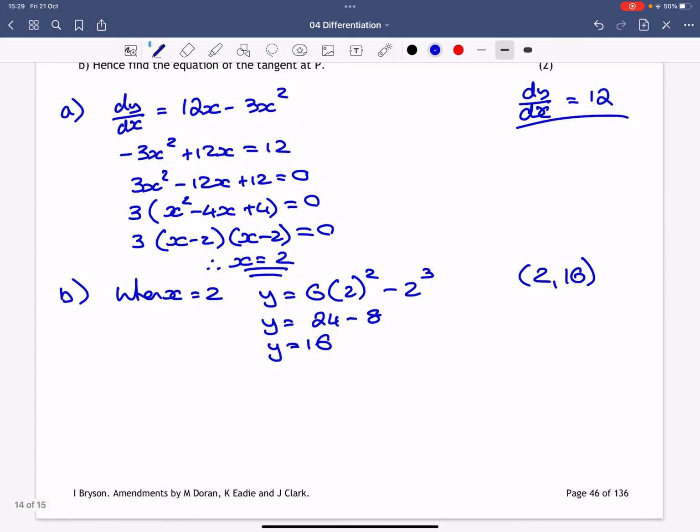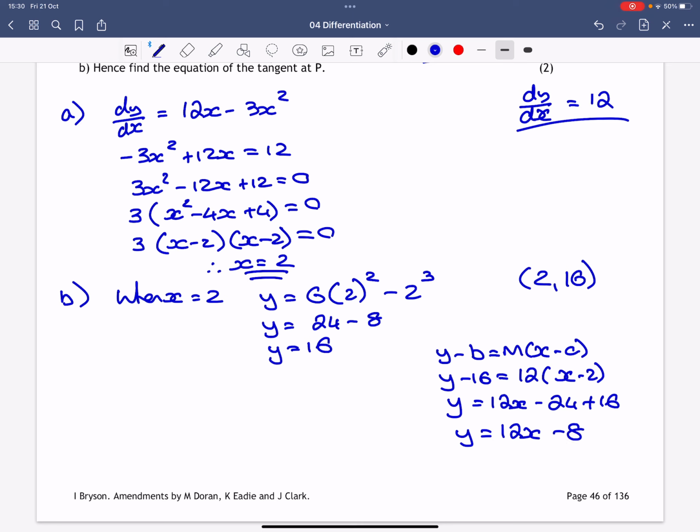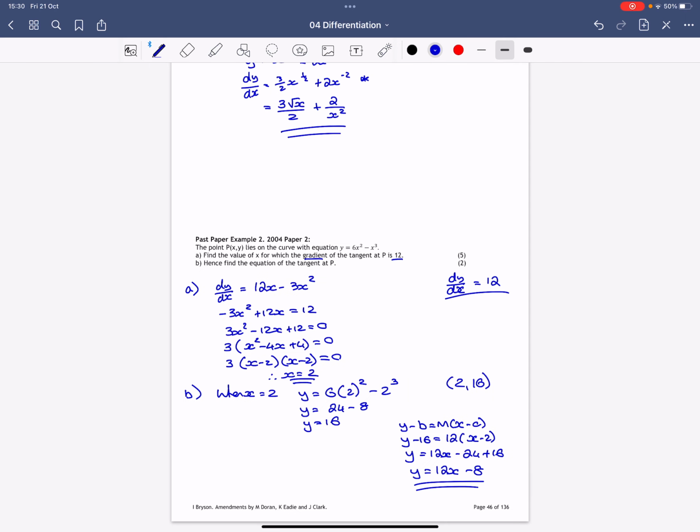So put it into y minus b is equal to m bracket x minus a. So y minus 16 is equal to 12 bracket x minus 2. So that would be y is equal to 12x minus 24 plus the 16, which gives us altogether y is equal to 12x minus 8. I think you'll agree at this stage now that when you look at the past paper questions, they do seem pretty straightforward.